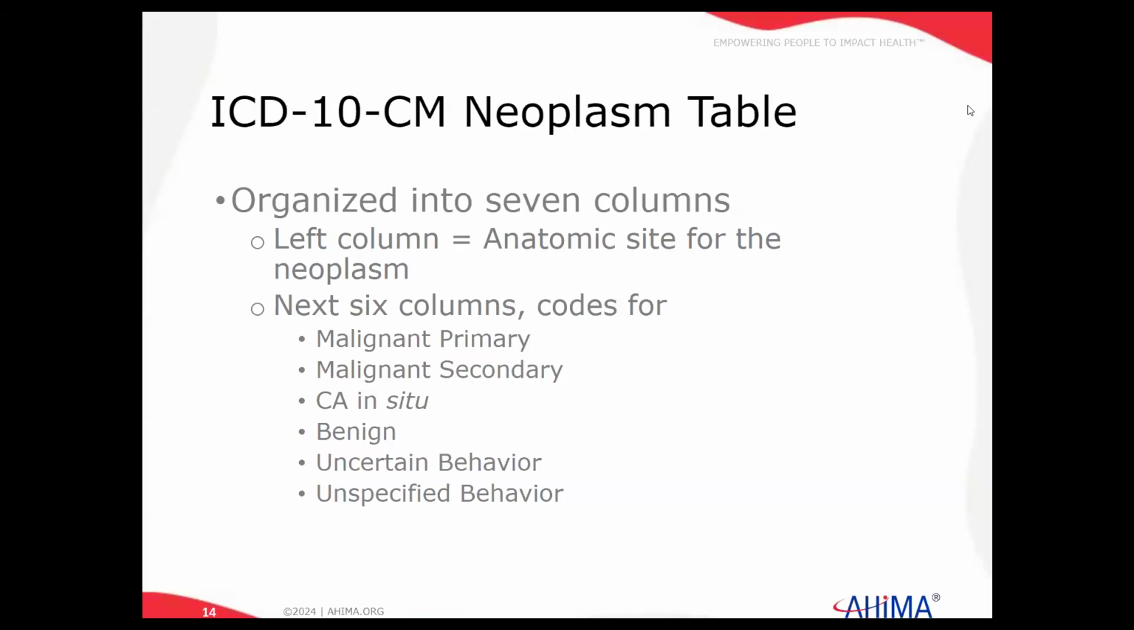They will tell us whether the cancer is a primary, secondary, in situ, benign, uncertain behavior, and unspecified behavior. And all these are important for driving what code we'll be using. Let's take a quick look at the neoplasm table.